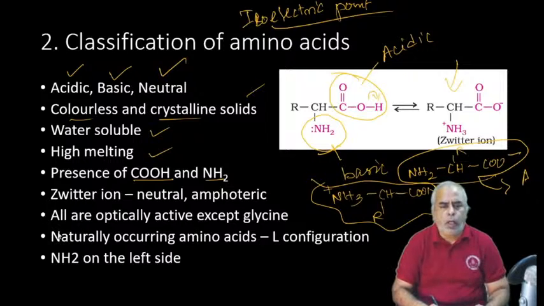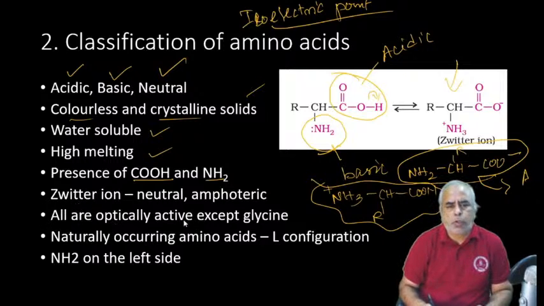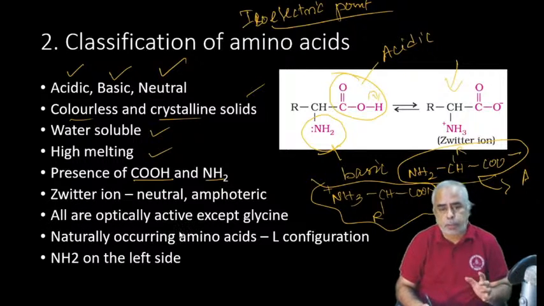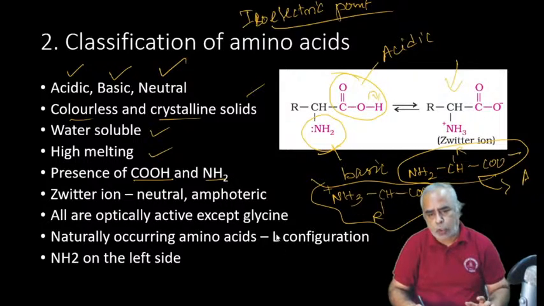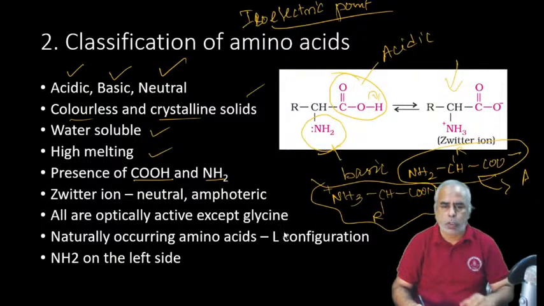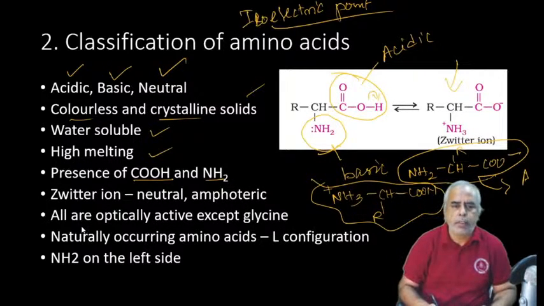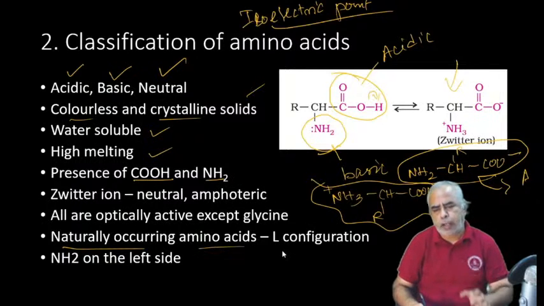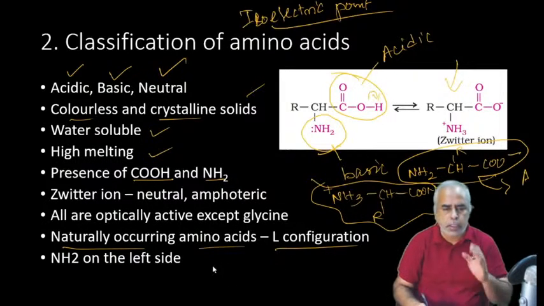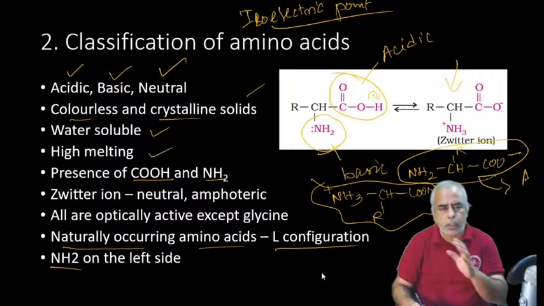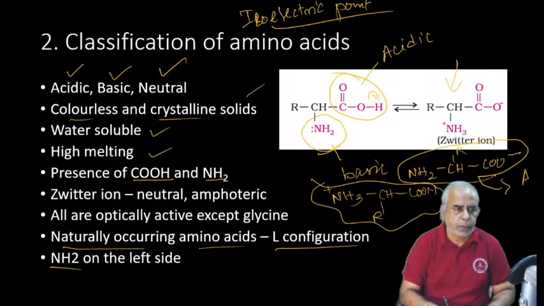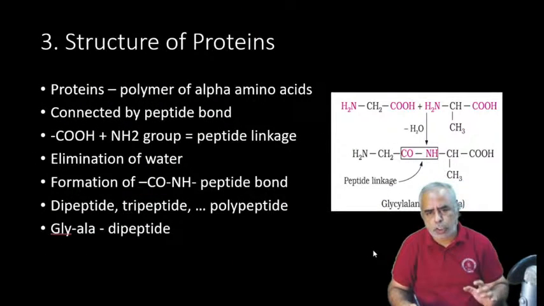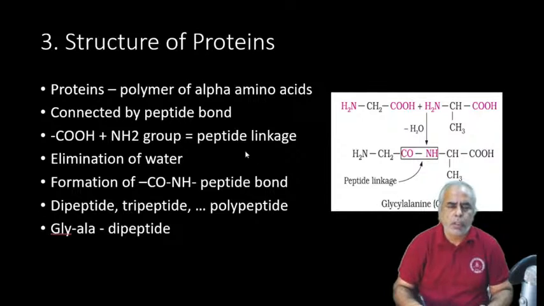Then, we have already discussed optical activity because of the presence of asymmetric carbon atom, but in glycine there is no asymmetric carbon atom. So that is why except glycine all are optically active. Then naturally occurring amino acids have L configuration, that is this NH2 is written on the left hand side. Now let us move to the next one, the structure of proteins.